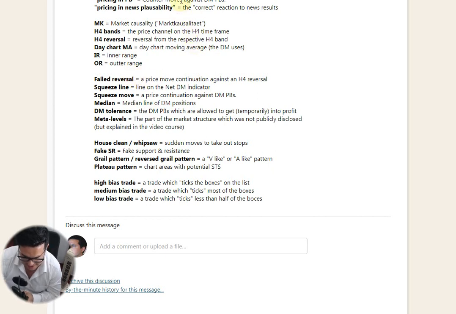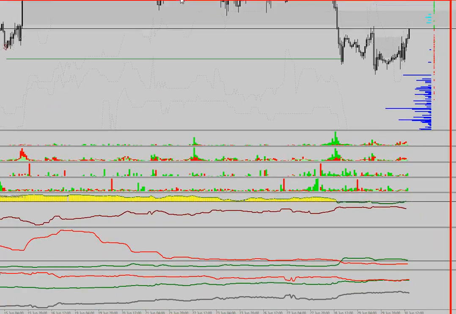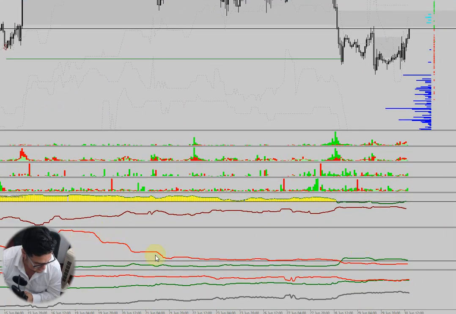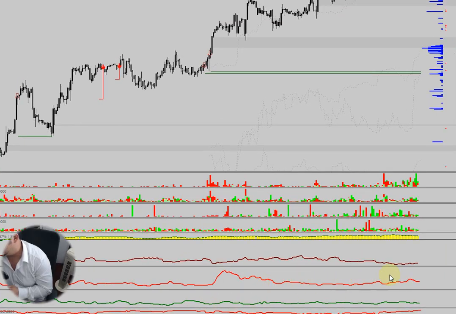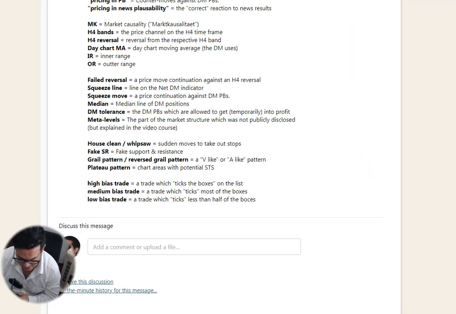Squeeze line, that's of course here this very important indicator, the net money indicator. These are the squeeze lines, and as you can see, they are very, very important. When the red squeeze line is up there, then we're going to have an up move like here in dollar yen, and vice versa. If the green line is up here, we're going to have a down move. So squeeze move is a responding move.